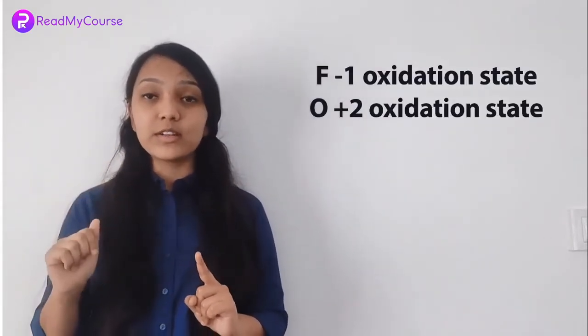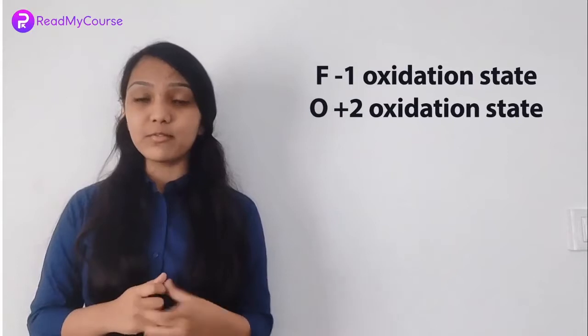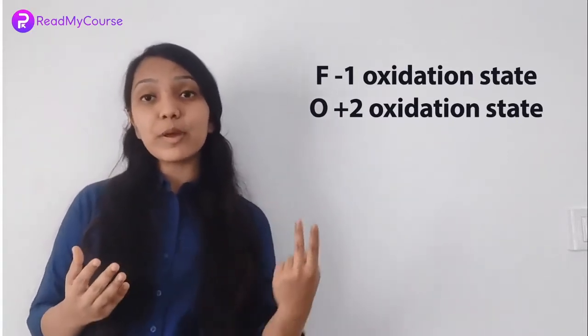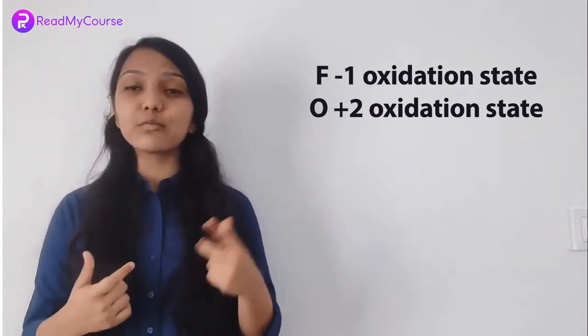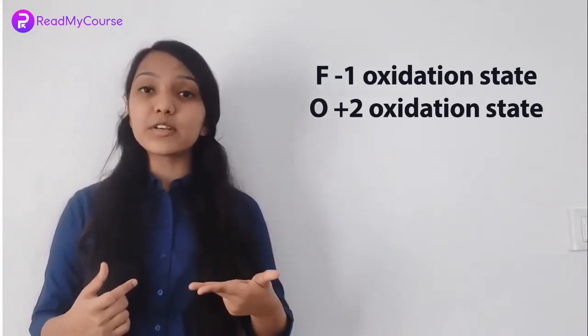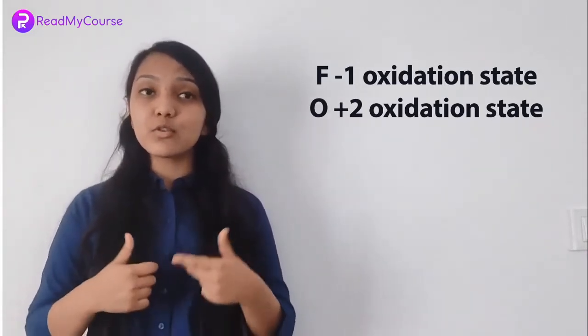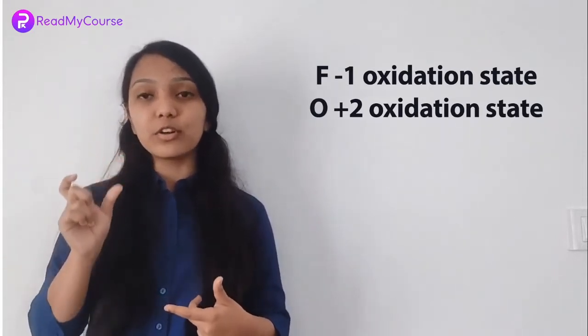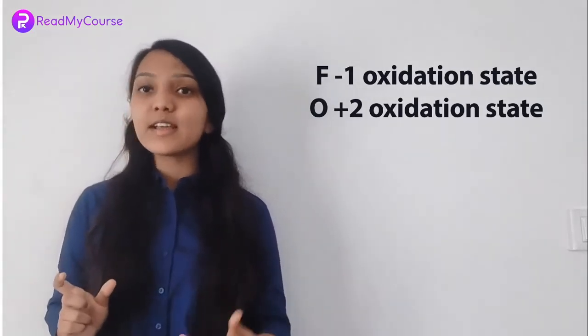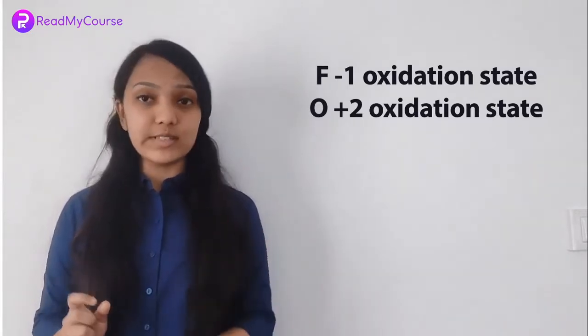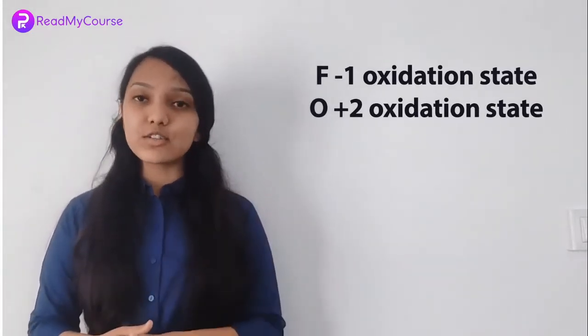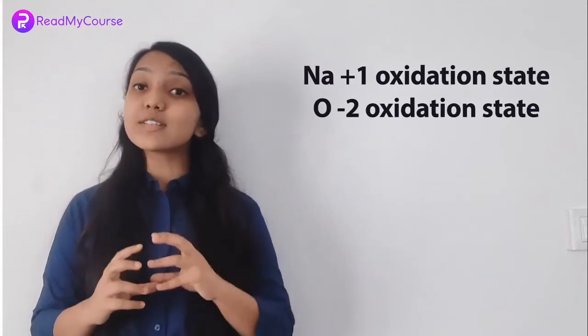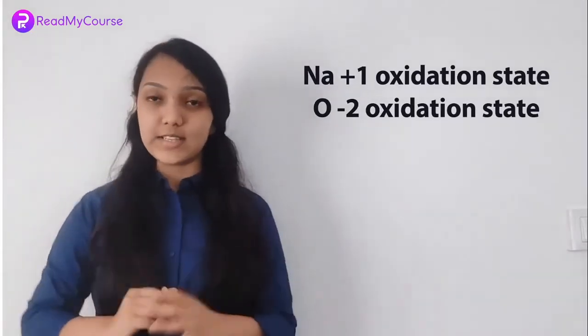So two fluorine atoms are sharing one electron each with the oxygen. So the oxidation state of fluorine is -1. Fluorine is the most electronegative atom. Oxygen is sharing two pairs of electrons with the fluorine, and it becomes +2. So fluorine is most electronegative. Here fluorine will attain a -1 oxidation state, and oxygen will attain a +2 oxidation state. Next, in the case of Na2O, here oxygen is more electronegative than sodium.